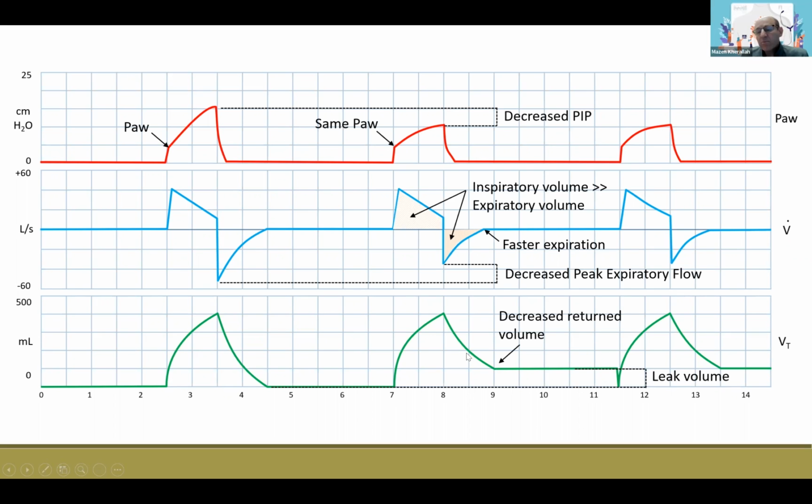Then on the volume over time, you see that you do not return to the 0 line because you lost that part of the air that was leaked. And then before the next breath, the machine will recalibrate, and the difference between this line and the 0 line would be the leak volume.